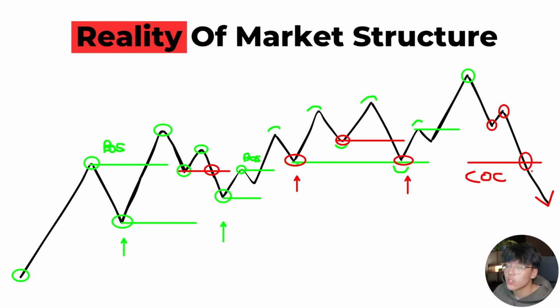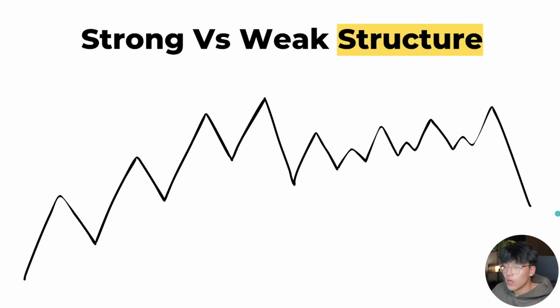Breaks of structure are continuations of trends. Changes of character are a break of a trend. So in this case, price breaks underneath this double bottom. So now what we can see is a potential downtrend in the overall markets. So let's go on to the next slide. The next slide I want to talk about is strong versus weak structure.